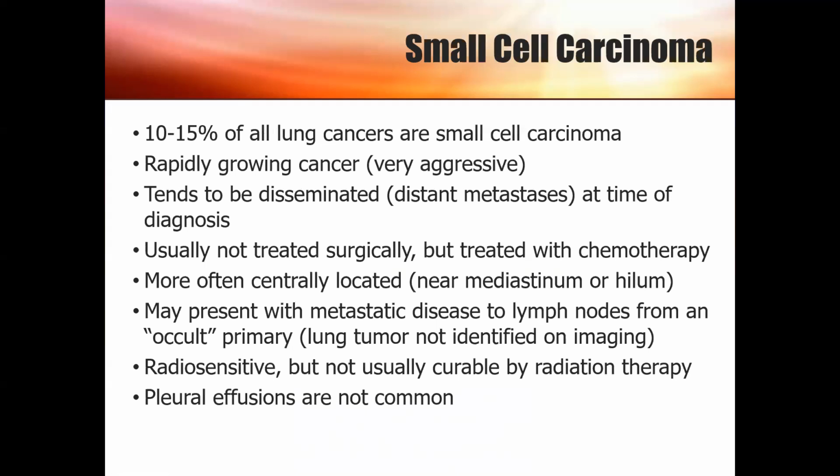These tumors are more often centrally located near the mediastinum and the hilum. Small cell carcinoma may present with metastatic disease to the lymph nodes from what they call an occult primary. And what that means is that the primary lung tumor cannot be identified. It's not seen by imaging. They do a CT scan, a PET scan. They can see that the lymph nodes are positive, but they don't see any primary tumor mass or nodule. So that's what they call an occult primary.